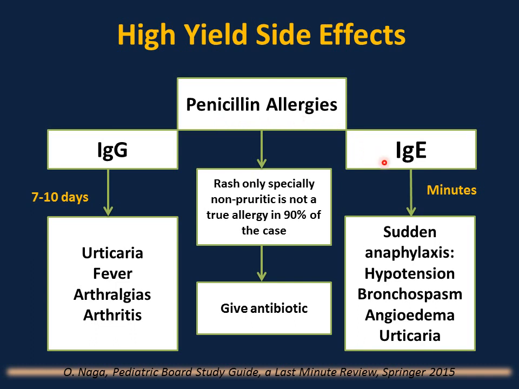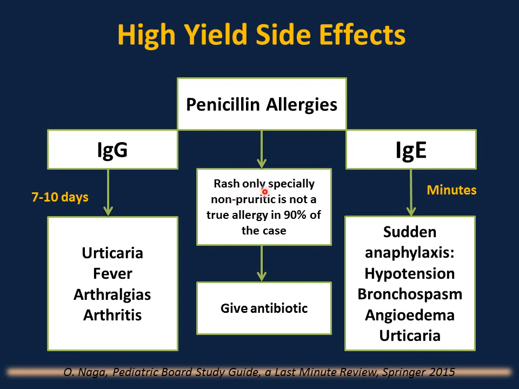The penicillin allergies occur in two ways, IgE mediated or IgG mediated. IgE mediated occurs minutes after exposure with sudden anaphylaxis, which is hypotension, bronchospasm, angioedema, urticaria. This is dangerous. You will never give penicillin again for a child with this history. IgG mediated occurs 7 to 10 days after, and they present with urticaria, fever, arthralgia, arthritis. Not true allergy, which is safe to give the medicine.